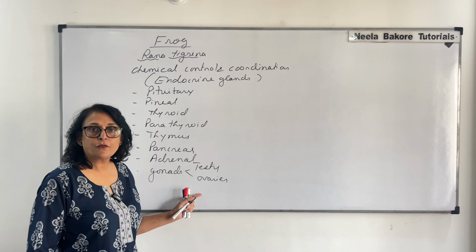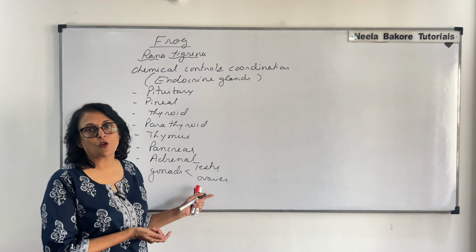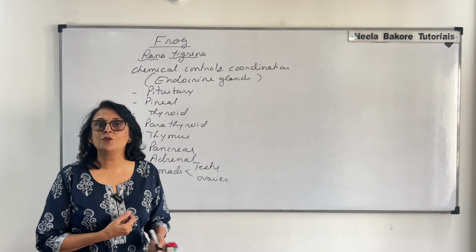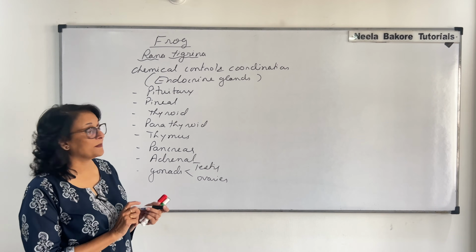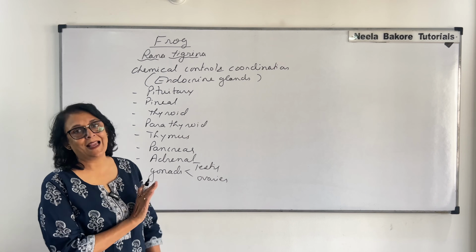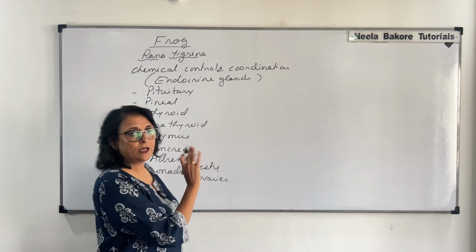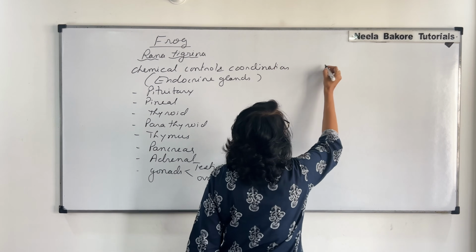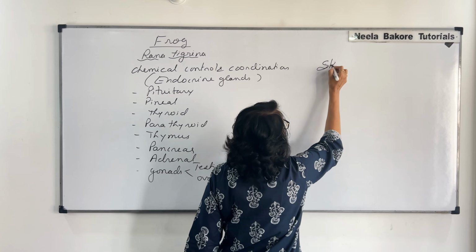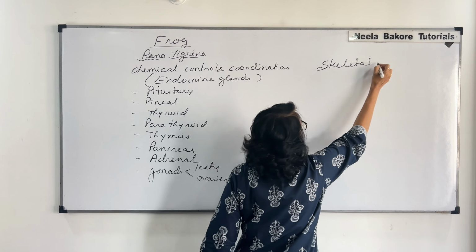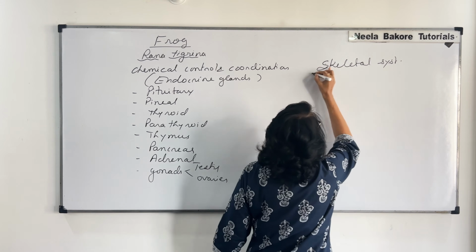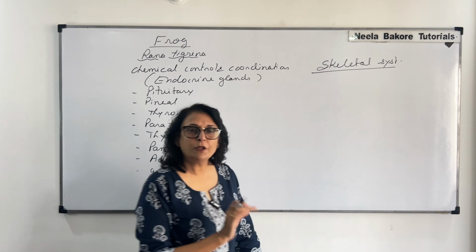Like in case of frogs, male and female frogs, the sex hormones are also very much similar to what we have. The names are also similar. So we need to know the glands which are there. So in short, endocrine part. And the second system is the skeletal system. Again, this also we need to talk about in short.